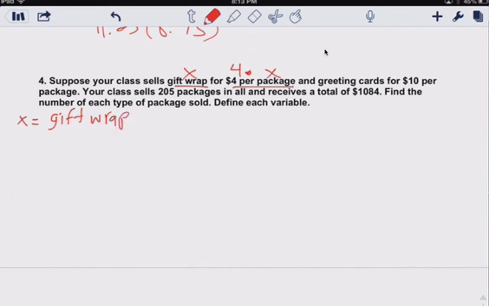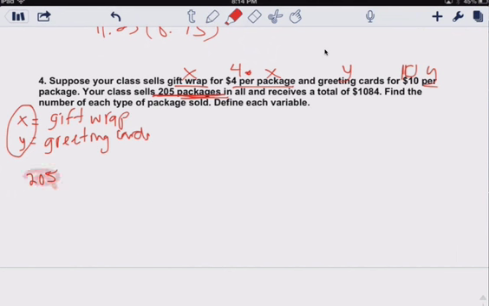And greeting cards, we'll make greeting cards Y, for $10 per package. The per package right here is Y, Y representing greeting cards. Your class sells a total of this many packages. So X plus Y, the gift wrap packages plus the greeting card packages, has to equal 205 packages altogether, because they're talking about the packages.